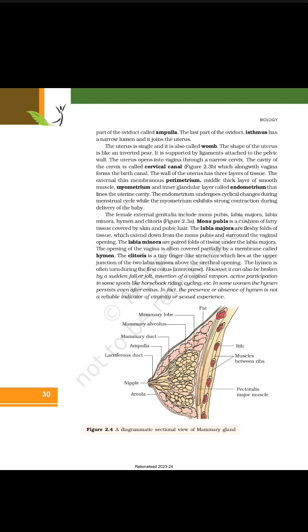Under the labia majora, the opening of the vagina is often covered partially by a membrane called the hymen. The clitoris is a tiny finger-like structure which lies at the upper junction of the two labia minora above the urethral opening. The hymen is often torn during the first coitus. However, it can also be broken by a sudden fall or jolt, insertion of a vaginal tampon, or active participation in some sports like horseback riding, cycling, etc. In some women, the hymen persists even after coitus. In fact, the presence or absence of the hymen is not a reliable indicator of virginity or sexual experience.